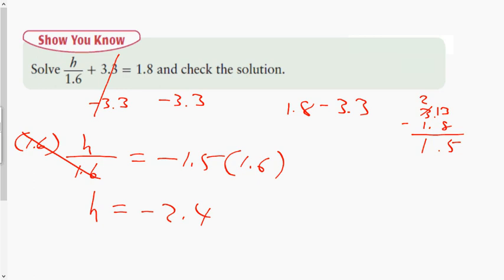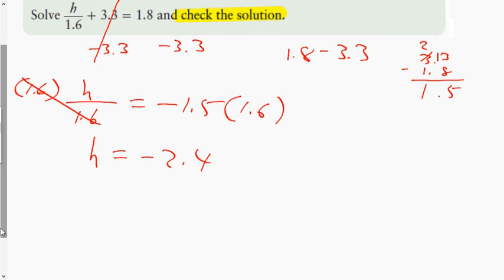Now the last part says check your solution. This is important. So on your test, if it says check your solution, here's what I want you to do. I want you to take your equation, so h, or your expression, h over 1.6 plus 3.3. Just take your algebraic expression and substitute negative 2.4 for your h.